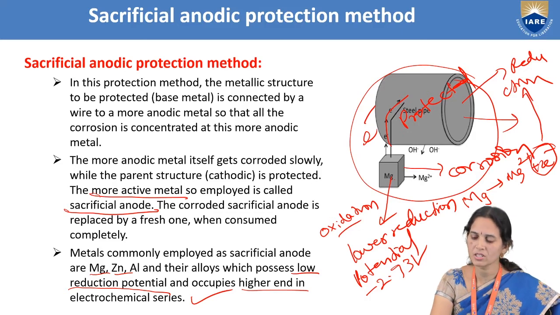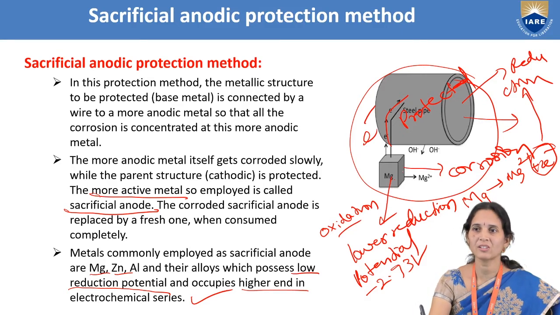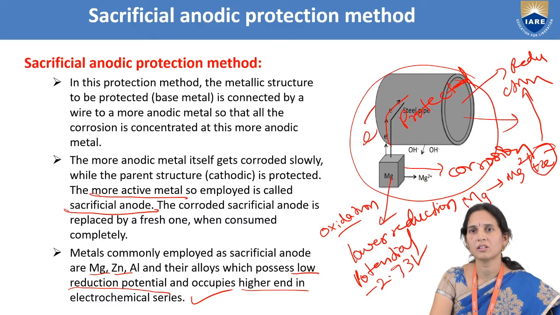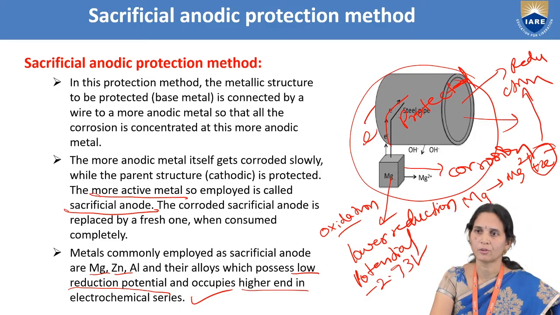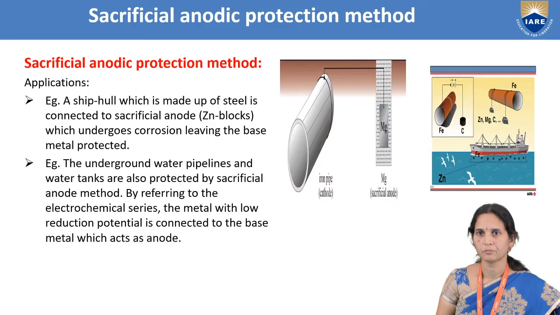Why is it called the sacrificial anodic protection method? Because the magnesium metal is sacrificing itself, undergoing corrosion and protecting the steel pipe. So this is called the sacrificial anodic protection method, and the magnesium metal is called the sacrificial anode. It is the more active metal, so the base metal is protected.